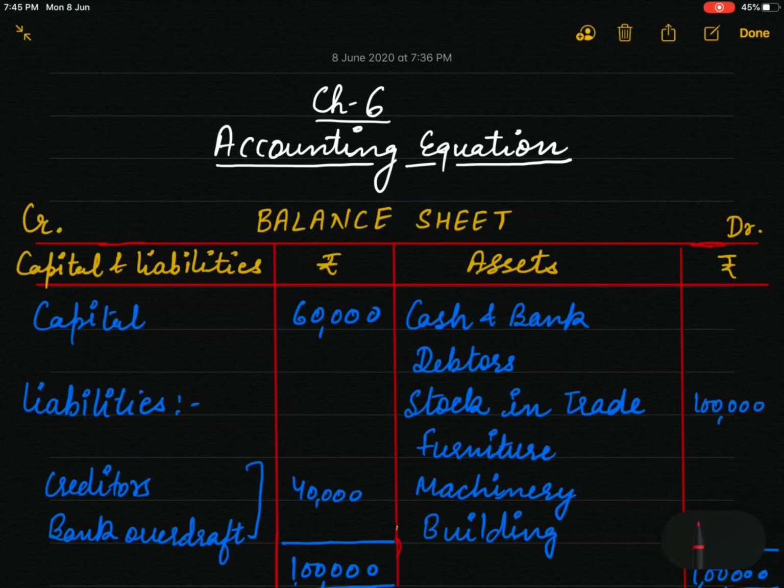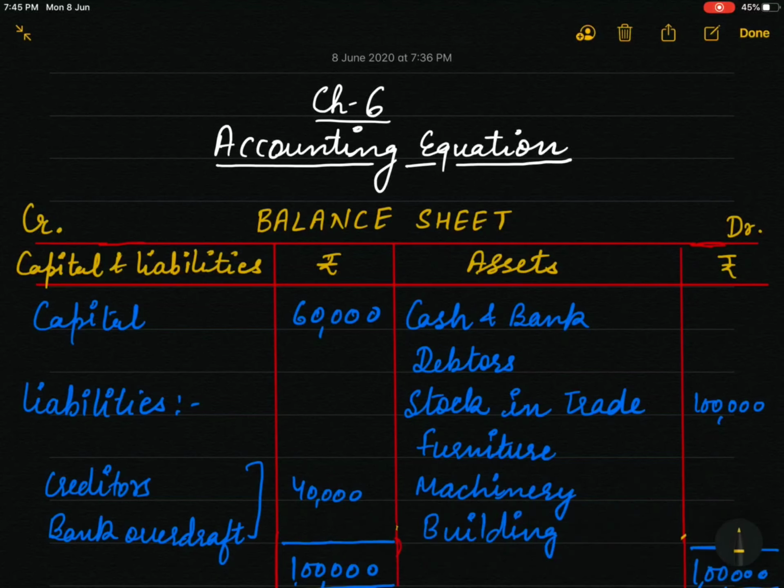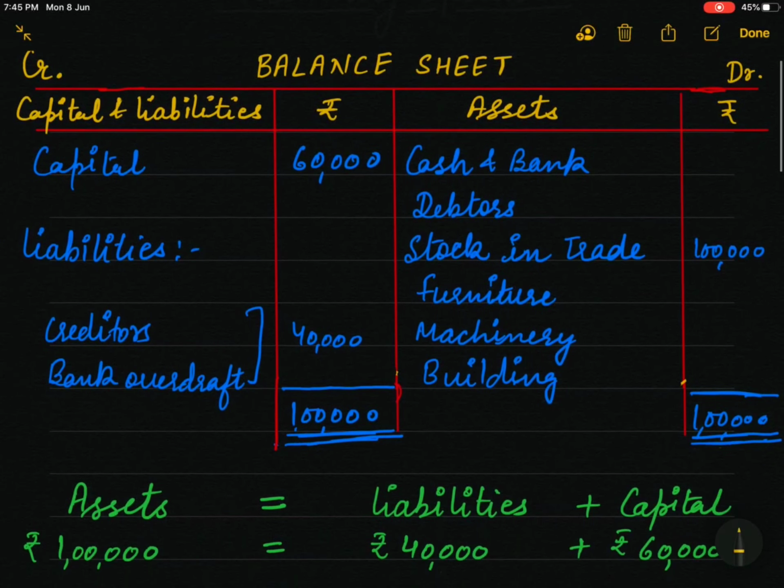We know that the asset is always debited and the liability is always credited. So this is the asset side and the capital plus liabilities side. There are some asset balances: cash and bank, debtors, stock, furniture, machinery, building. Some are current assets, some are fixed assets, right? Capital comes under the liability side, the credit side, and under the liabilities, creditors and bank overdraft.